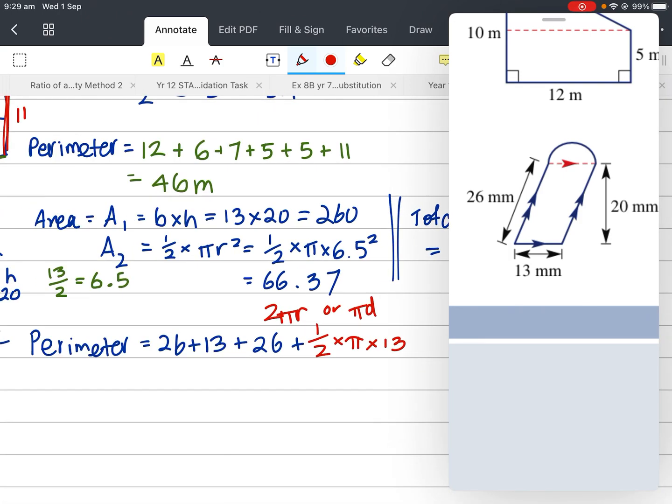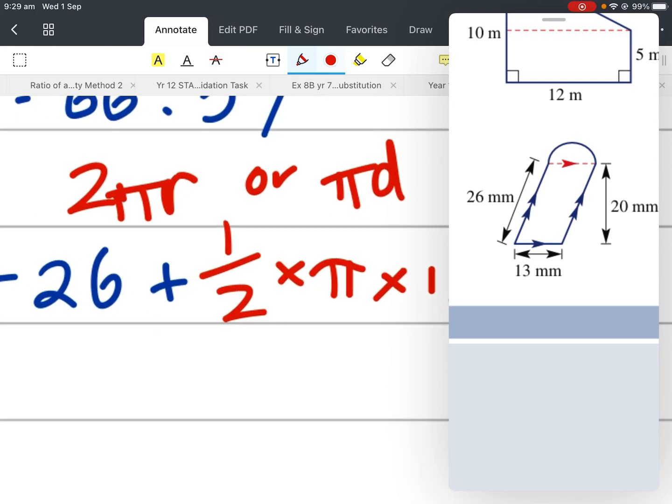Alright, so I need to work that out. It's a half a circle, so that's why I do a half. Half times pi times 13. And I get, to 2 decimal places, 20.42.